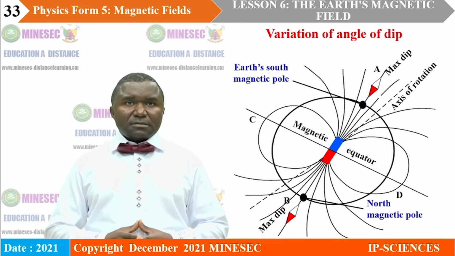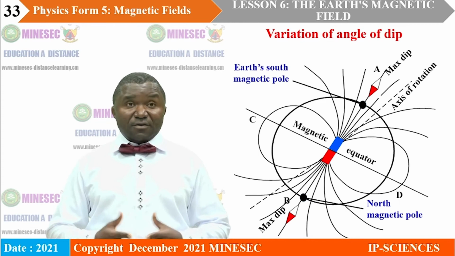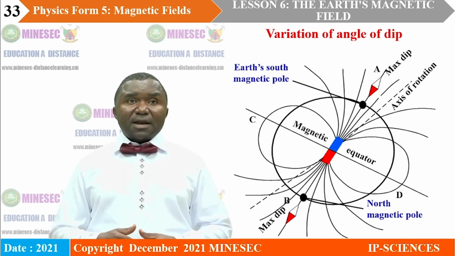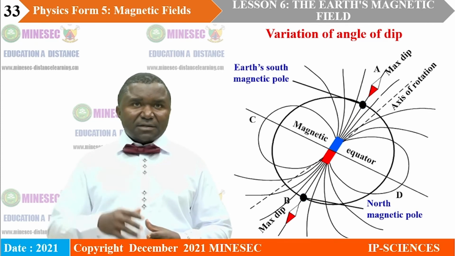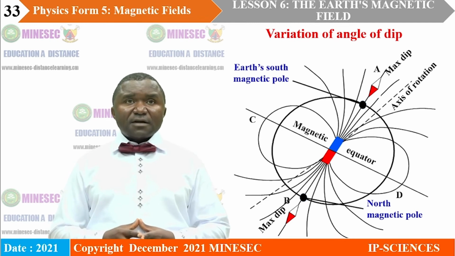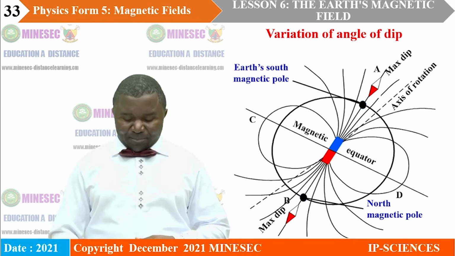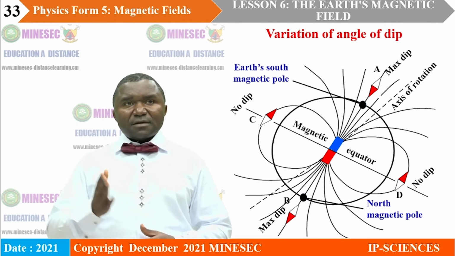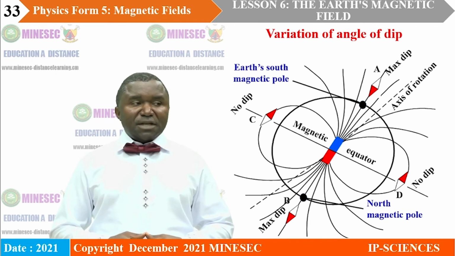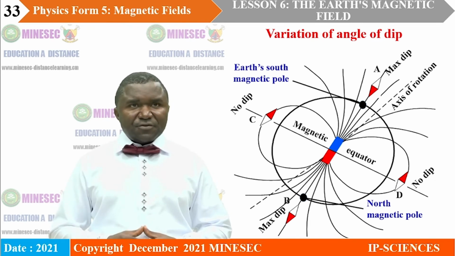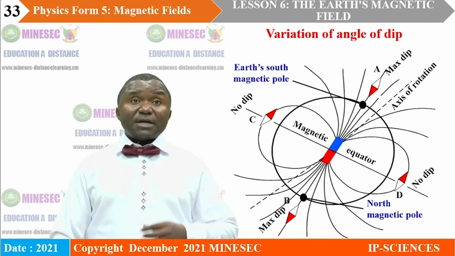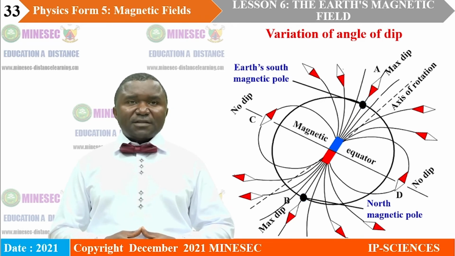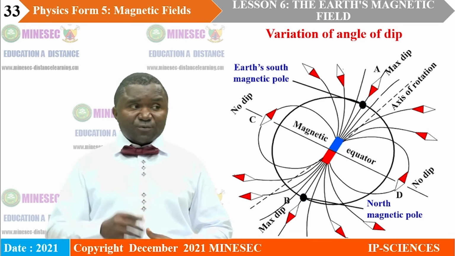If a magnetic needle, or compass, is placed at the point A and B, it lies vertically with its north pole downwards, making an angle of 90 degrees at the surface. This angle of 90 degrees is the maximum dip at that point. Along the equator, the needle lies parallel to the equatorial line, meaning the angle of dip at that position is 0 degrees. So there is no dip around the equator, but maximum dip at the poles. In any other position on the Earth's surface, the angle of dip varies, as we can see.